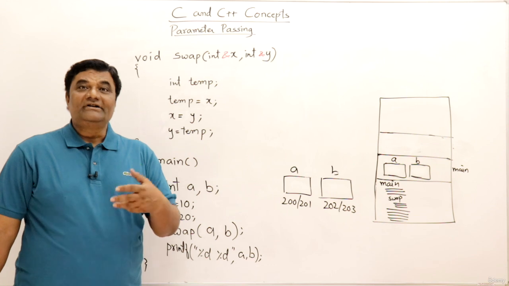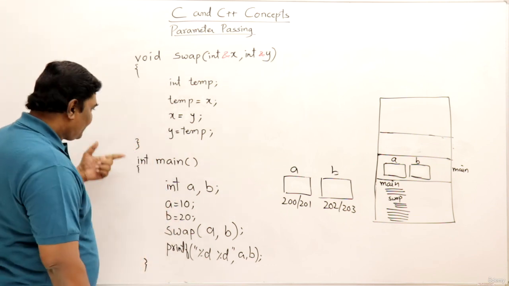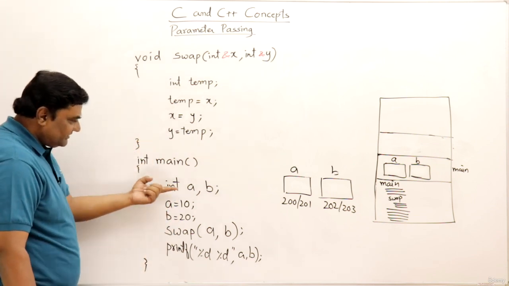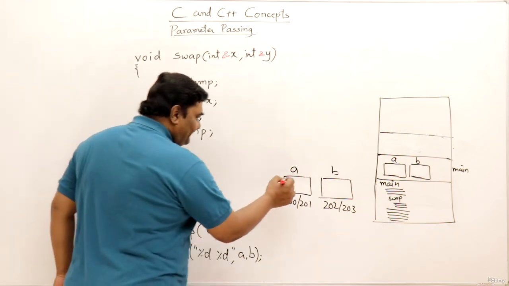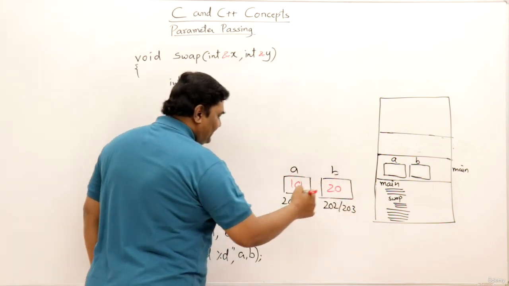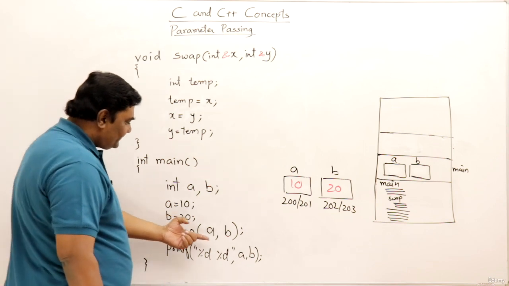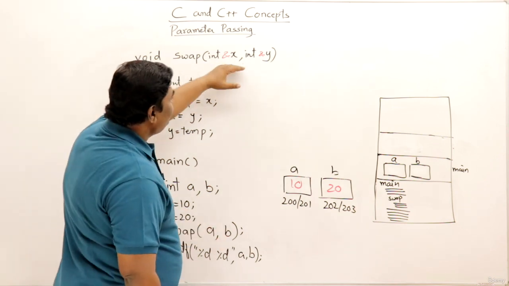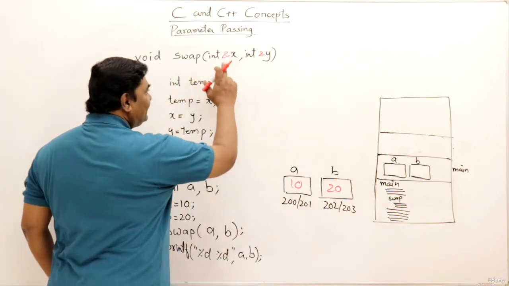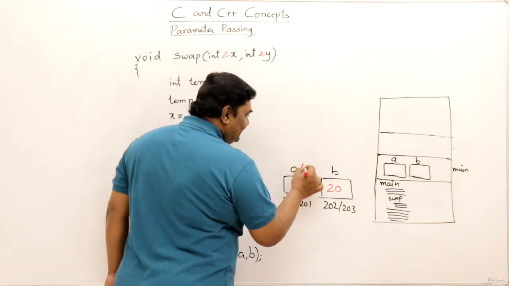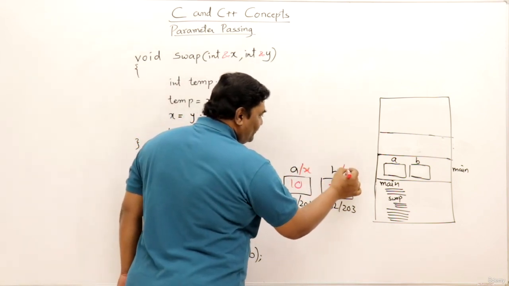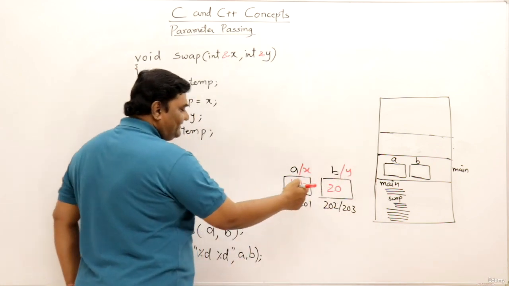Now, how it works. See this. Let us start. Program starts from main function. A and B are two variables. Then A is having value 10, B is having value 20. Swap function is called by passing A and B. A and B are passed to X and Y. X becomes a reference to A, Y becomes a reference to B. Reference is nothing but an alias or another name or a nickname to a variable. So this itself is X and that itself is Y.